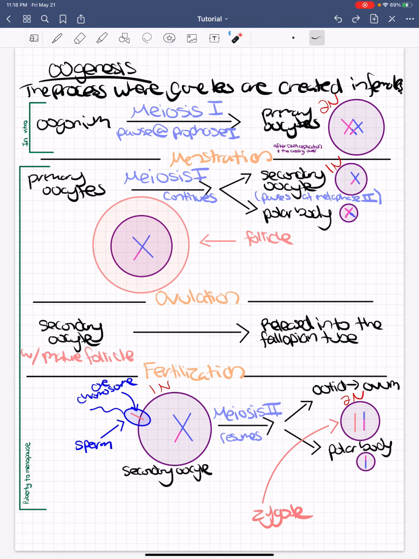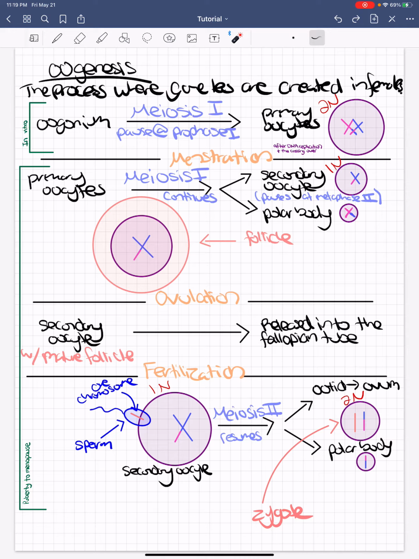So before she's even born, she will have created all the oogoniums that she will need throughout her whole life. Millions end up degenerating, and so she's only left with a fraction of what she started off with. The ones that do end up surviving end up going through meiosis 1.